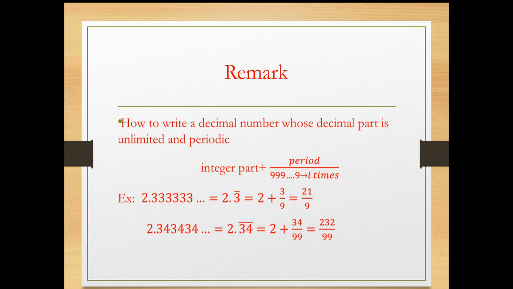621, how am I going to write it? Yes, I'm going to write it 2.621 over 999, because I have 3 numbers over 999, and then also do the same denominator and find the final answer.